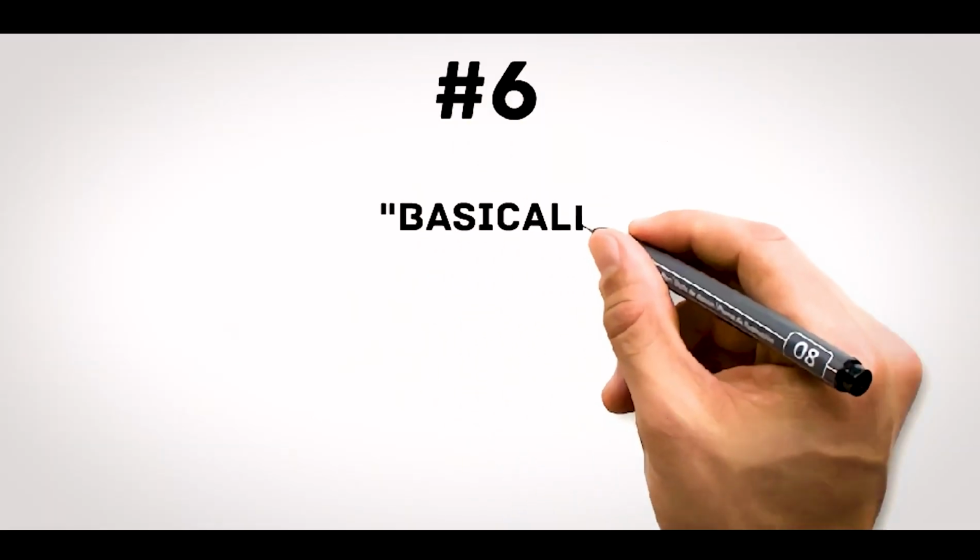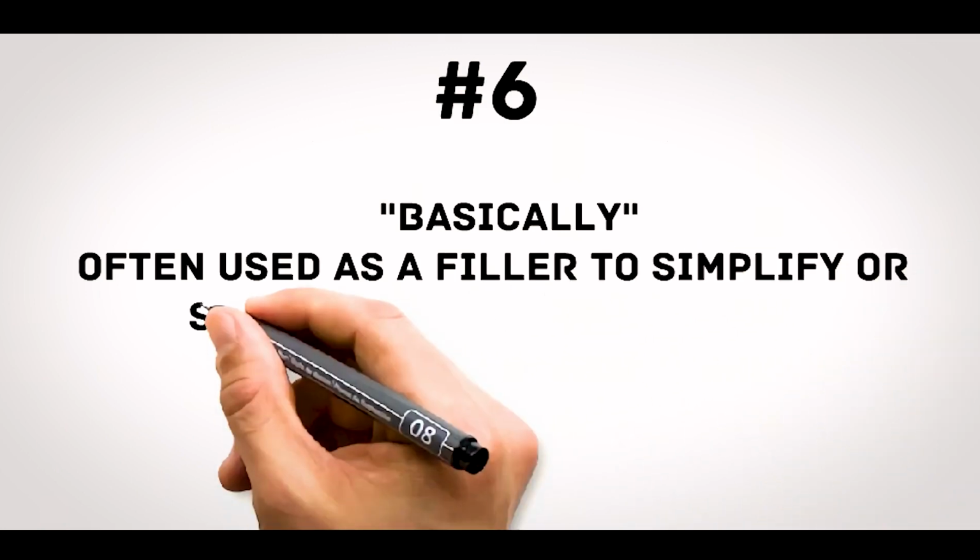Example, actually, I'm thinking that we should align our long-term goals. Same thing, without the use of filler word would mean the same thing. The sixth is basically, often used as a filler to simplify or summarize complex ideas. For example, basically this is what I meant. Same, I could have used this is what I meant.